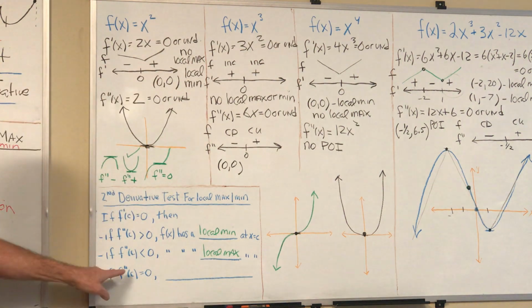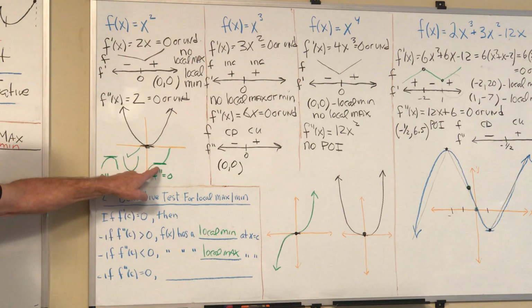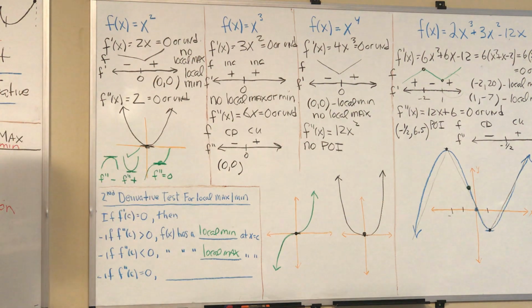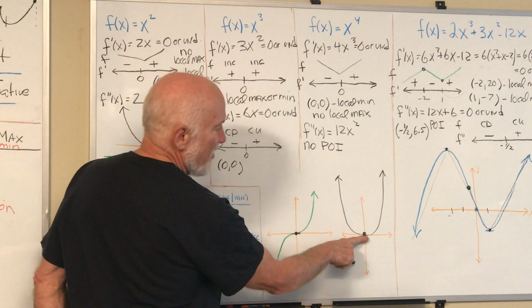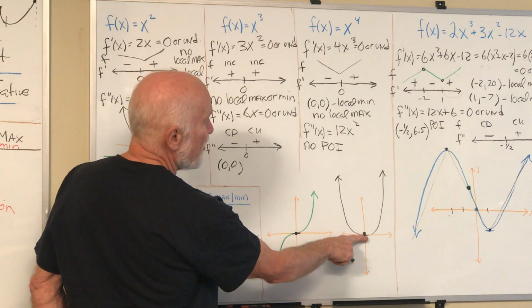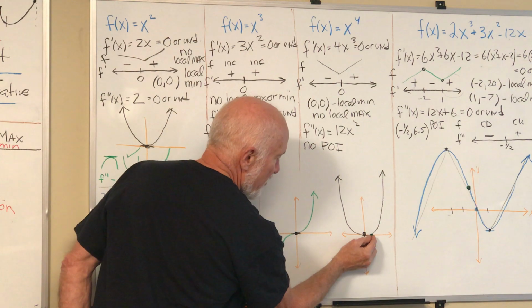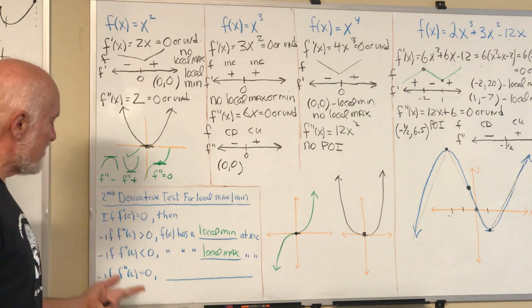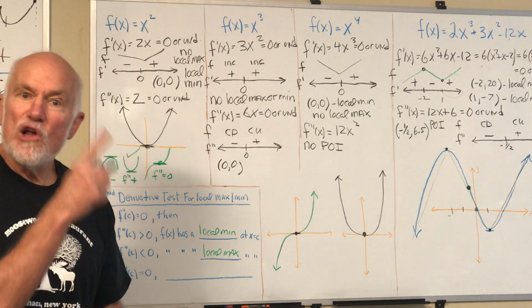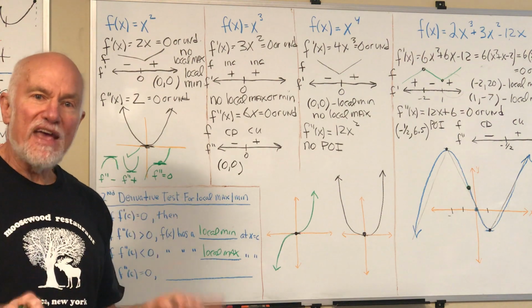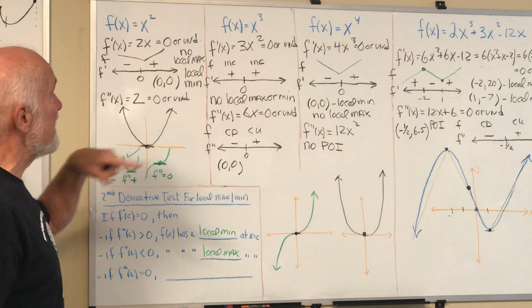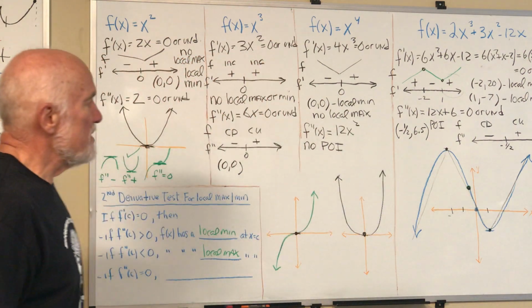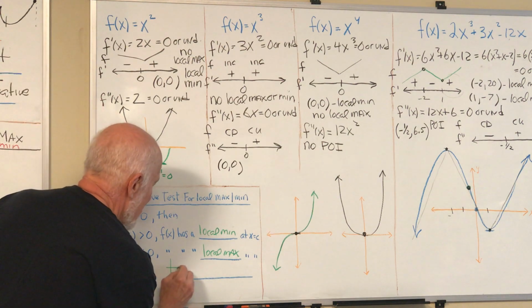Now, you might say, if the second derivative is 0, we have a point of inflection, because it looks like it right here. But what did we find over here? We found the second derivative was 0, and the first derivative was 0. On y equals x to the fourth, both the first derivative is 0 and the second derivative is 0, and it turned out to be a local minimum. So the test fails. It could be a point of inflection, like it was on x cubed, and it could be a local minimum or maximum. So the test fails.